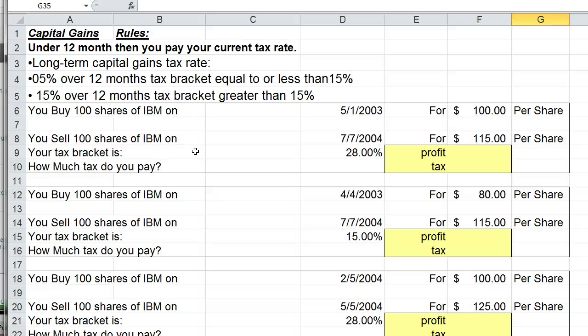So in this video, I'm going to explain how to complete the handout from Chapter 1. In Chapter 1, we talk about taxes and stock trading.